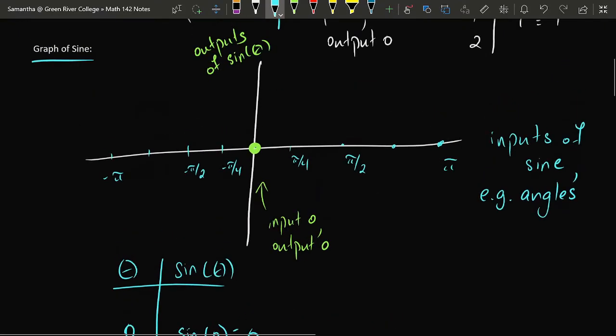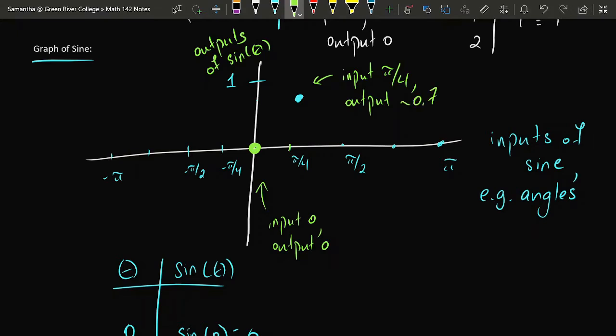So I would go on to the picture, and let's say maybe this is like positive 1, so that 0.7 is right underneath it, maybe about here. I would plot this point on the graph of sine, and that communicates to the reader that if I plug in an input of pi over 4, the corresponding output is approximately 0.7.